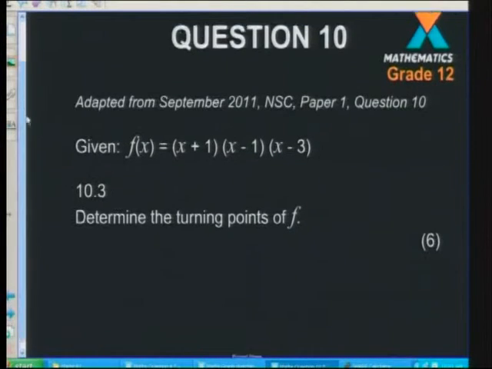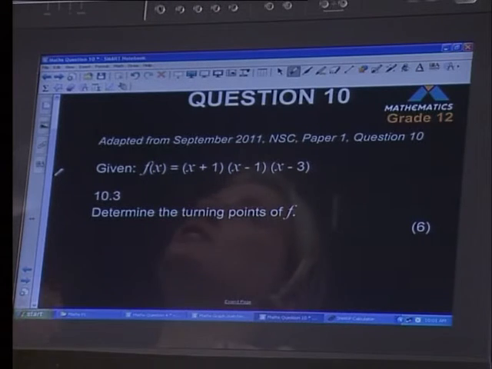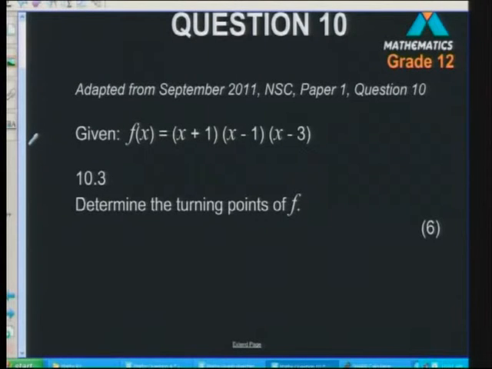Okay, now, Winty, you said just now that we need to multiply out the brackets, and we've now actually come to the point where we're going to have to, because in question 10.3, they ask us to determine the turning points of f. So what is our method for turning points? We have to get the derivative, so that we can factorize and find our x value.